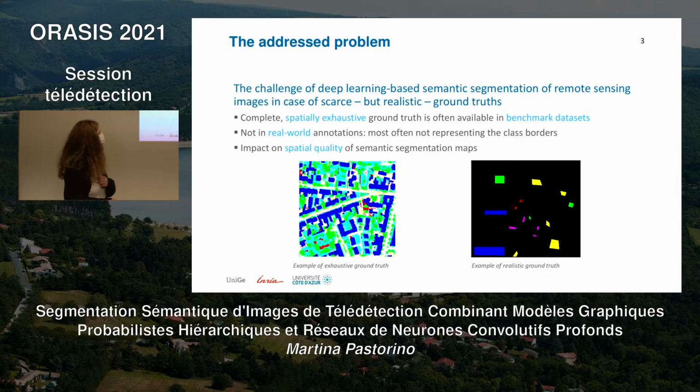The addressed problem is the challenge of semantic segmentation based on deep learning methods in case of scarce but realistic ground truth maps. In benchmark datasets, we usually have spatially exhaustive ground truth maps, which means that every pixel is labeled. However, those are only benchmarks, and in realistic remote sensing applications, we usually have sparse semantic segmentation maps, such as that one, that typically do not represent the class borders. This is known to affect the spatial quality of the resulting semantic segmentation maps, and it is a major challenge in the development of a semantic segmentation method based on deep learning.